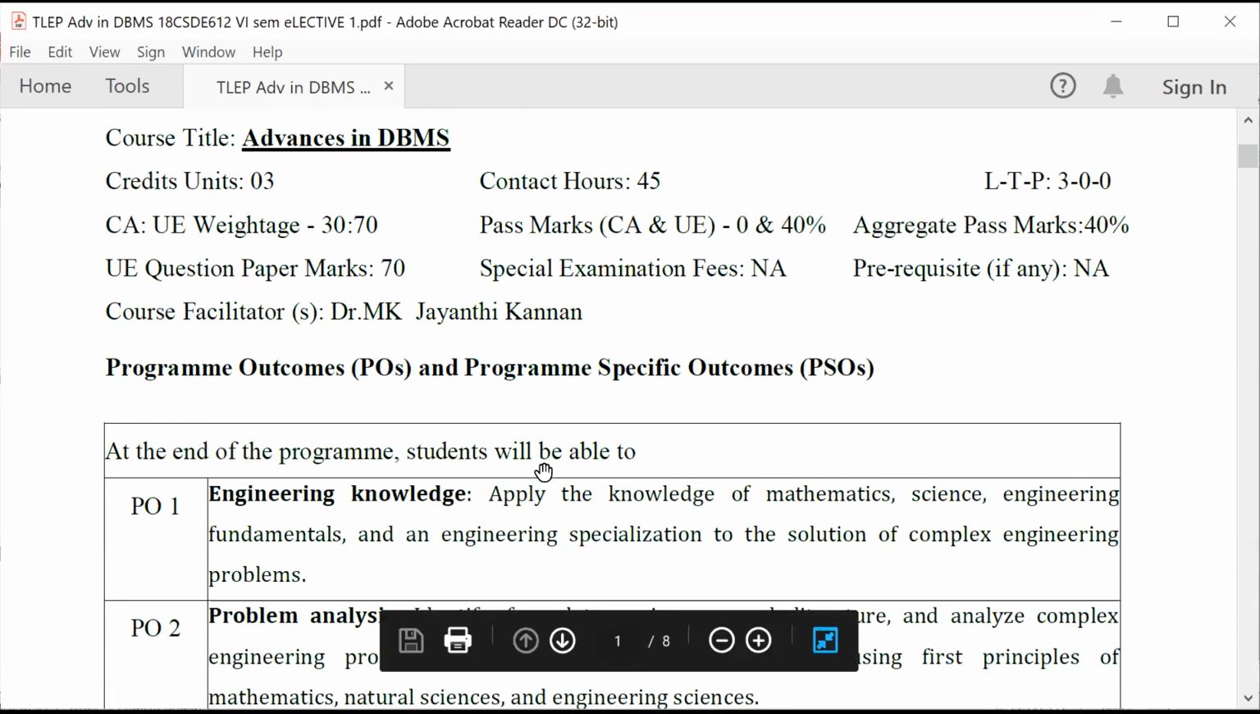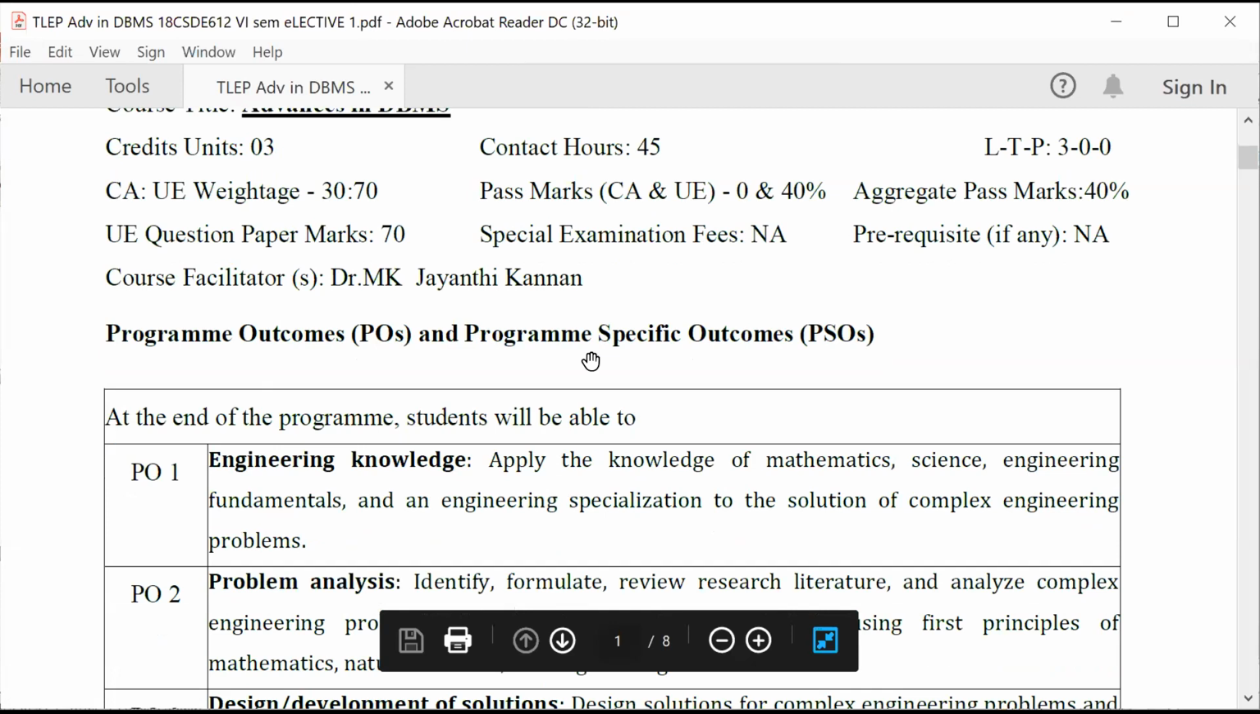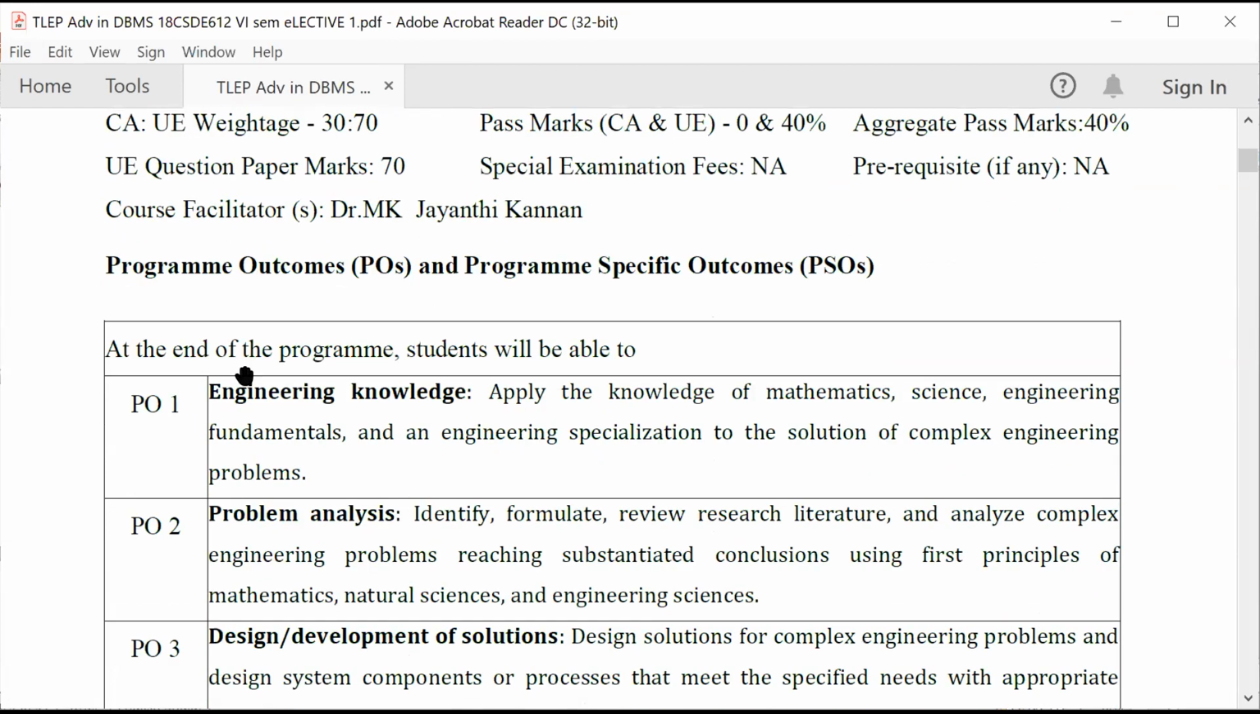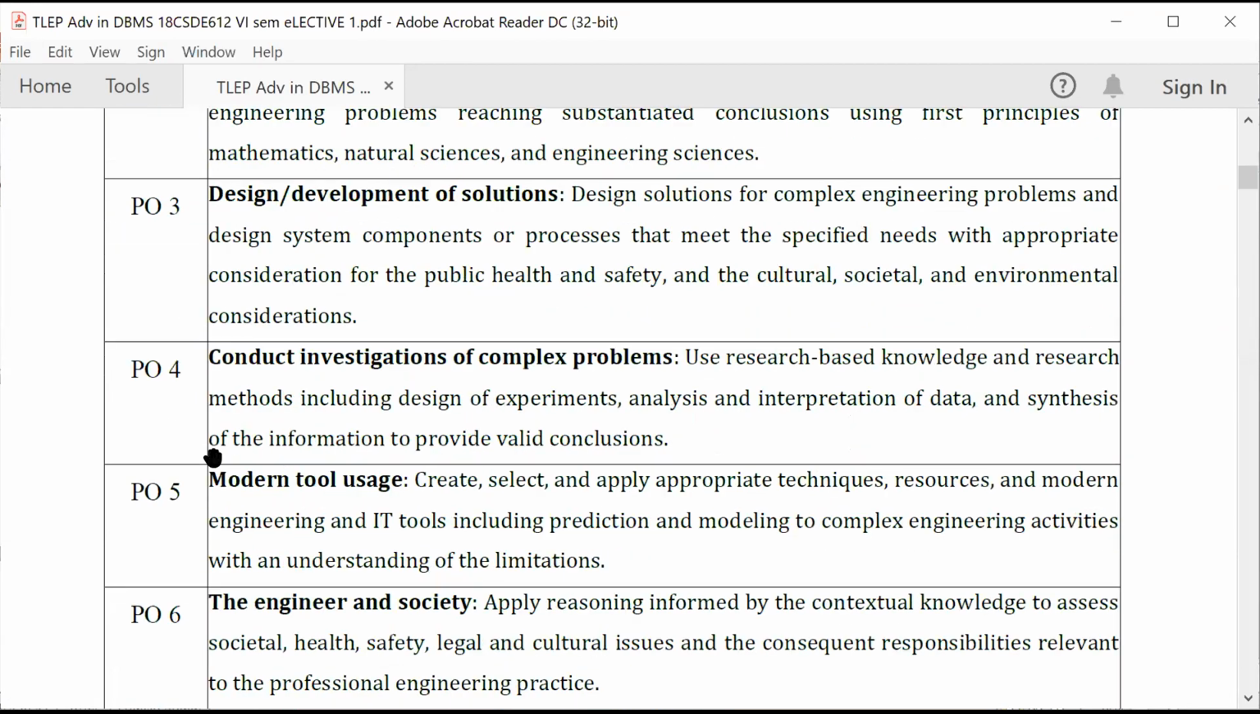Yesterday itself, we discussed the program outcomes and program specific outcomes. We will say the program outcomes as POs and program specific outcomes as PSOs. Program means your BTech Computer Science and Engineering program. Program specific means your specialization, computer science and engineering. Every BTech engineering student should have the 12 POs, program outcomes.